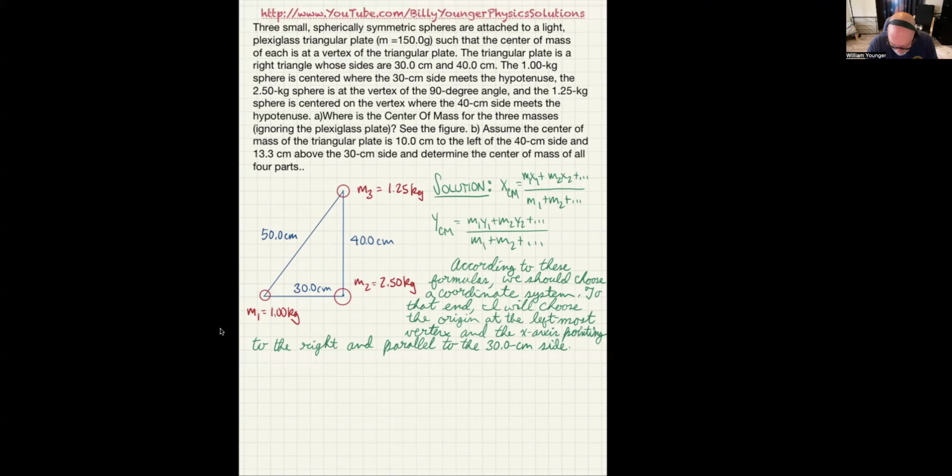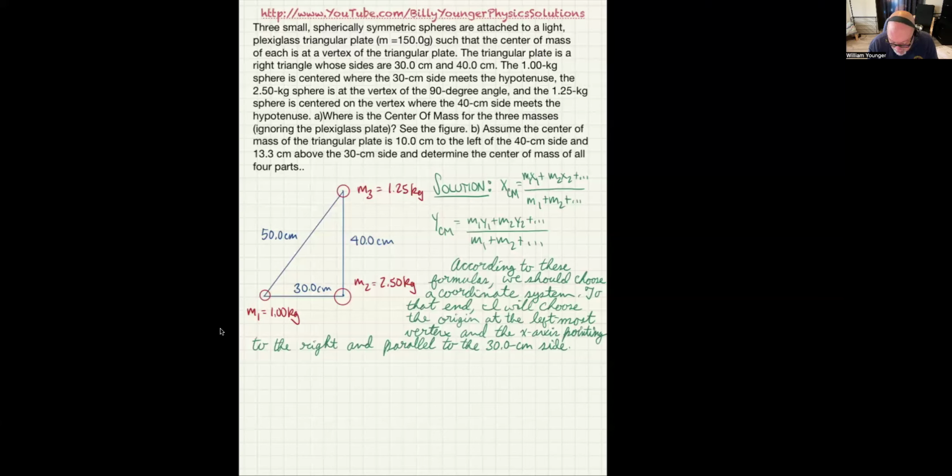But we do need the formulas. The formula for the center of mass, as far as the x part, or the abscissa portion of the point, is m1 times x1 plus m2 times x2 plus dot dot dot for however many objects you have. Then you divide all that by m1 plus m2 plus dot dot dot for however many objects you have. Similarly, the y center of mass, in this case the ordinate of the center of mass, is m1 y1 plus m2 y2 plus dot dot dot, all divided by the sum of the individual masses, m1 plus m2 plus m3, for however many you have.